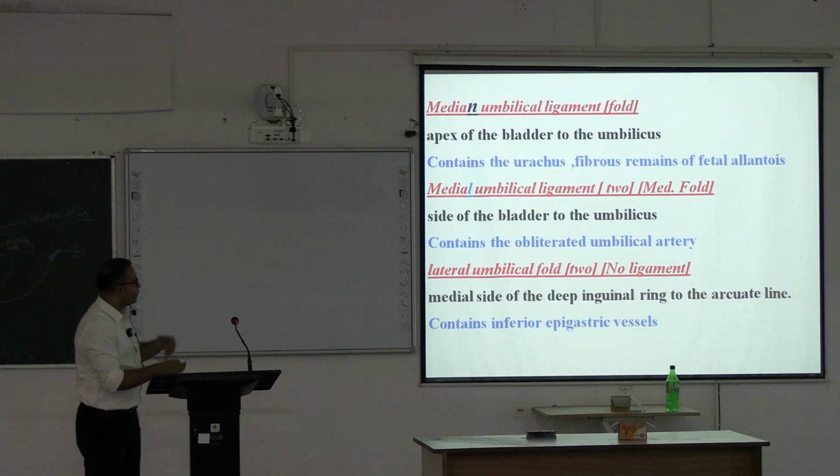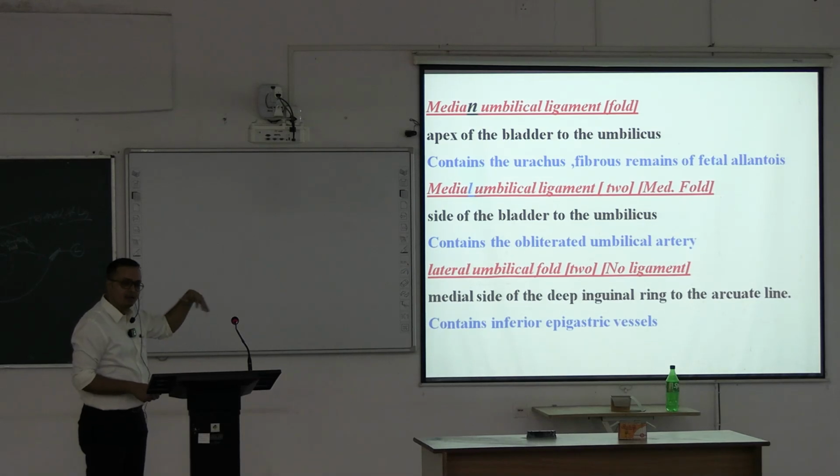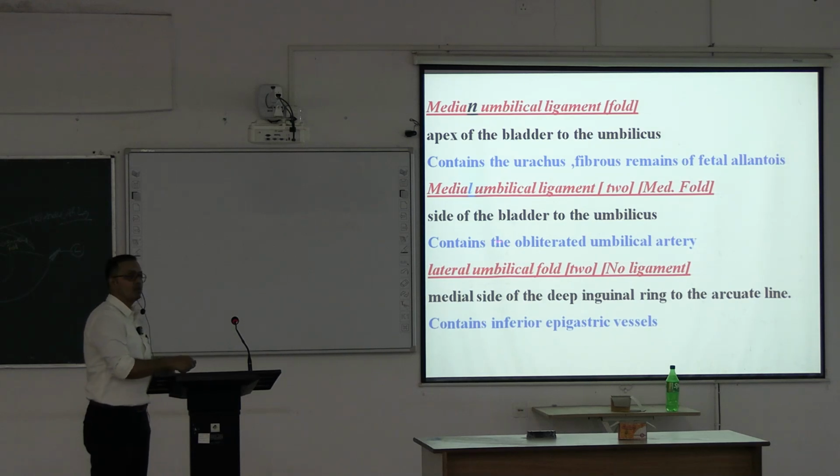Next to that, the second one, B, we call the medial umbilical ligament, which is present on the right side and left side, two of them. They are present on the sides of the urinary bladder and hold the obliterated umbilical artery. This obliterated umbilical artery does not have any significance, as it is dead, obliterated tissue within this fold. The third one, which is important for us, we call the lateral umbilical fold.